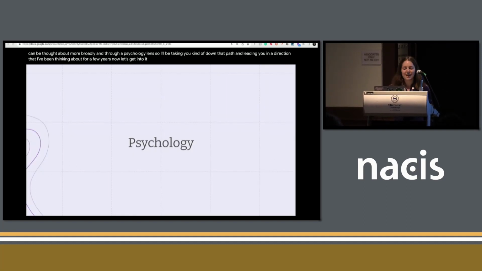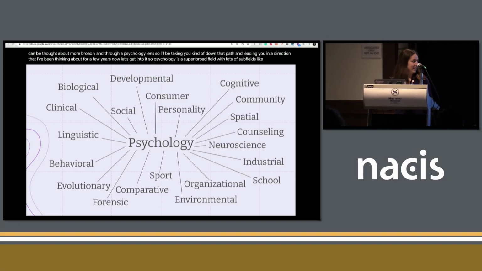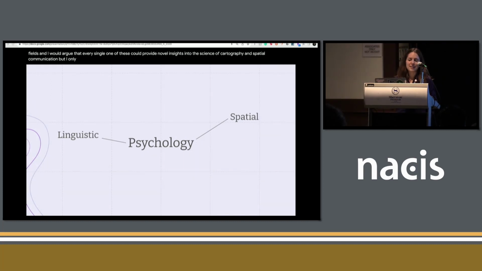Let's get into it. Psychology is a super broad field with a lot of subfields, and I would argue that every single one of these could provide novel insights into the science of cartography and spatial communication. But I only specialize in two of these subfields, and they're the ones that I believe relate the most to map design. So today I'm going to focus on linguistic psychology, which is also known as psycholinguistics, and spatial psychology, otherwise known as spatial cognition, which I'm sure many of you are already familiar with, but we're going to cover it again.